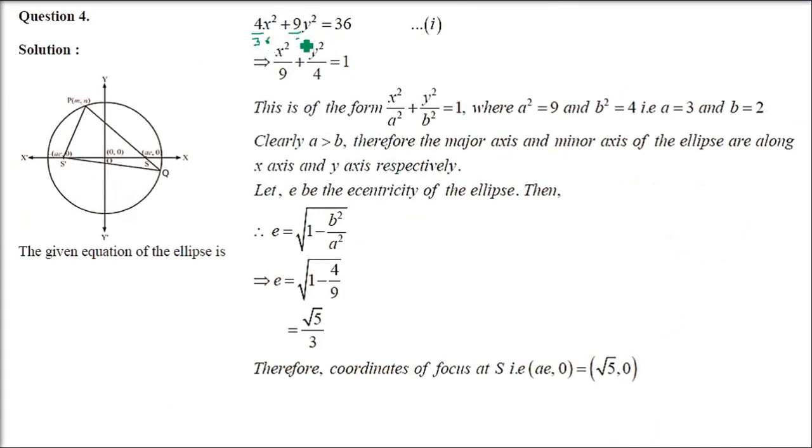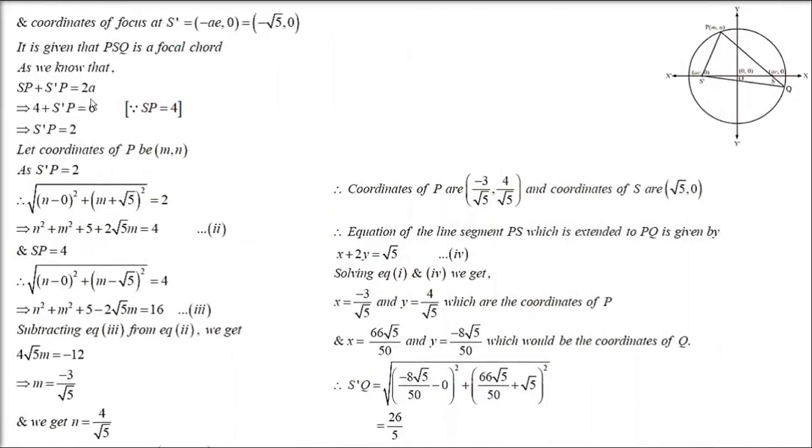So we have the equation given, 4x square plus 9y square equals 16. So you have x square by 9 plus y square by 4 equals 1. So a square is 9 and b square is 4. So a is 3 here and b is 2 here. So a is greater than b. That means it's a horizontal ellipse. The eccentricity is under root 1 minus b square by a square.